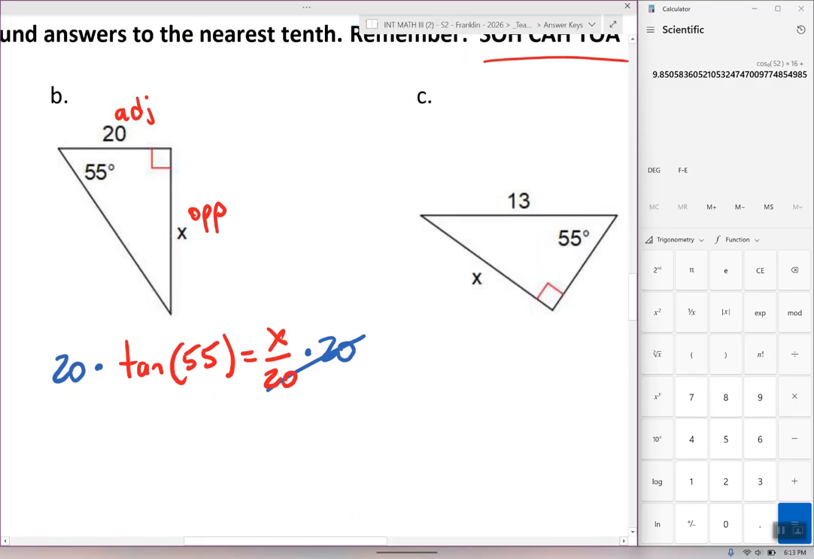So on my calculator, I have to find the tangent of 55, which is 1 point, nope, did a little too much. Make sure you clear your calculator first. Don't do what I just did. So the tangent of 55 is 1.42, etc., times 20. And that gives us 28.56, so 28.6.